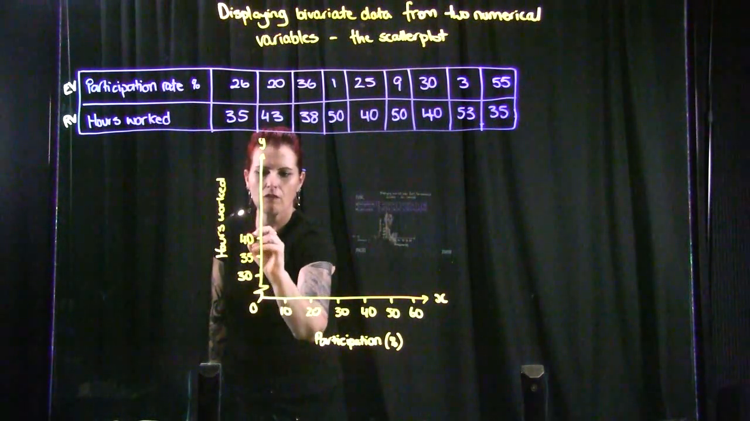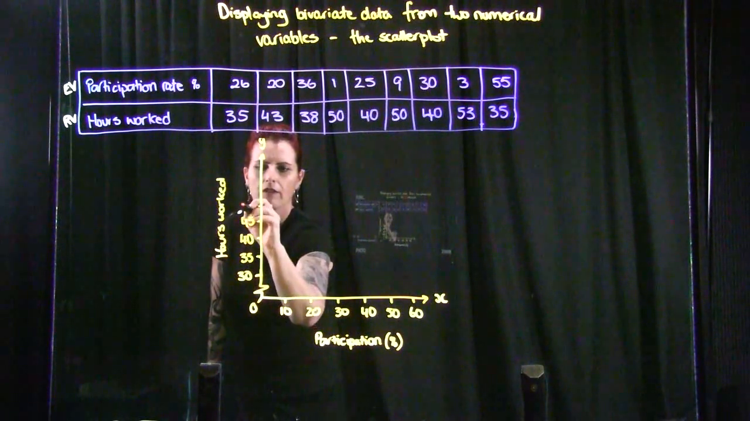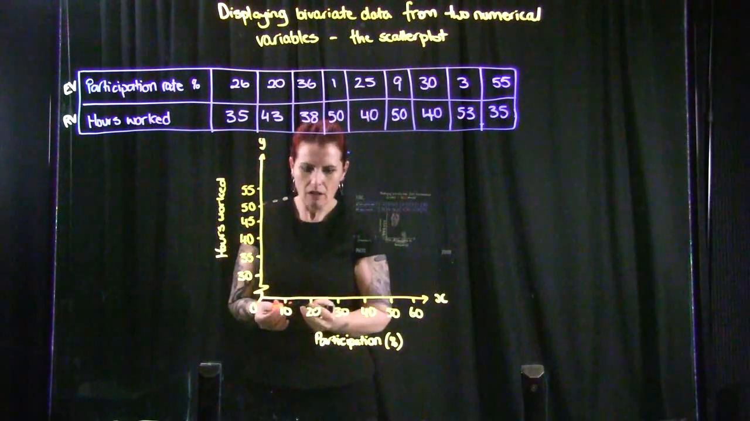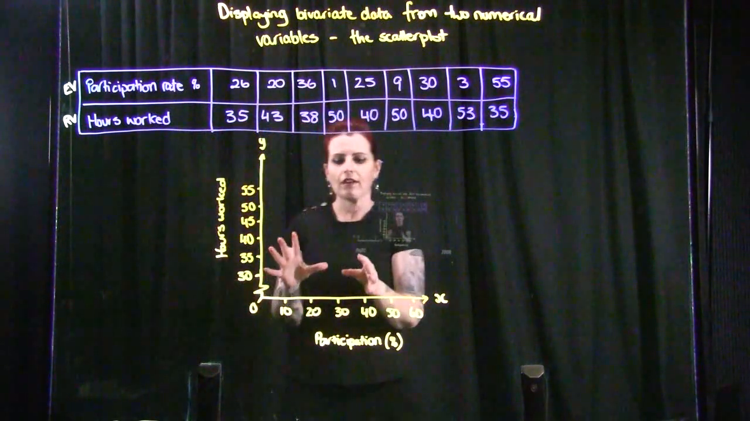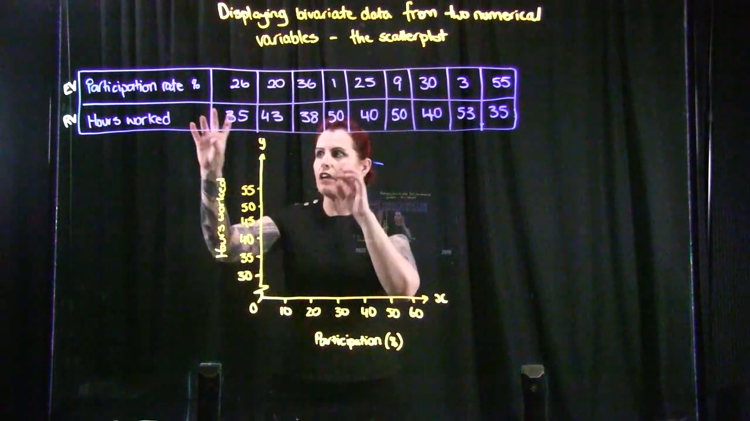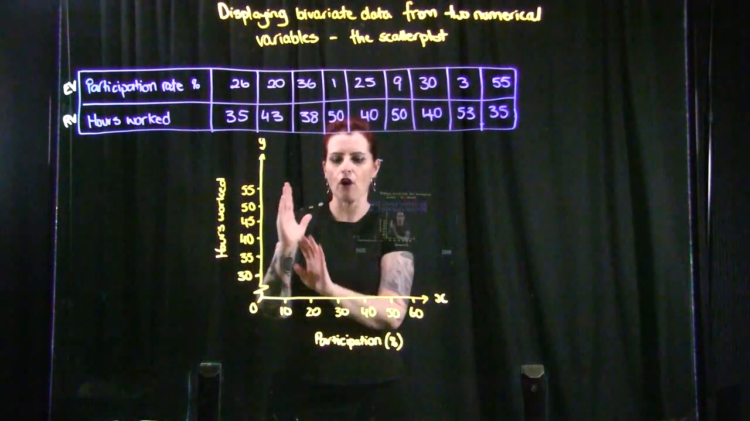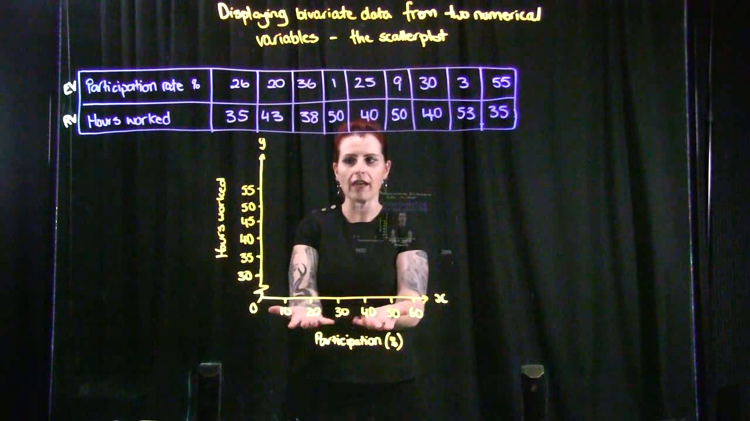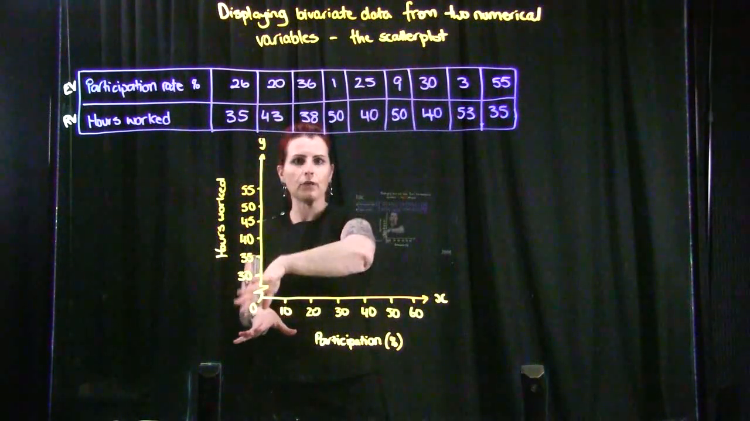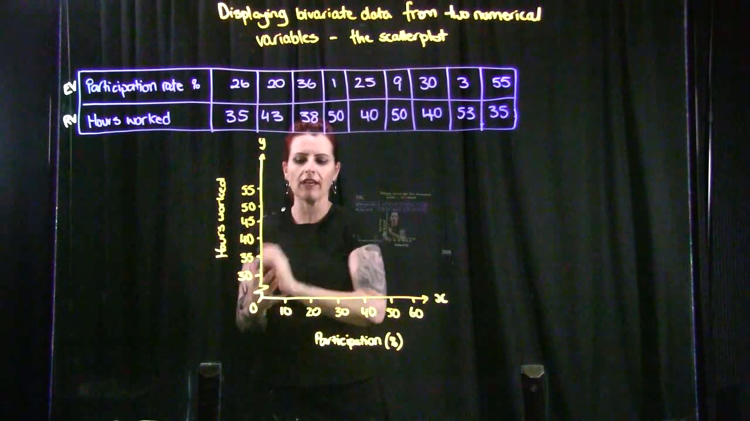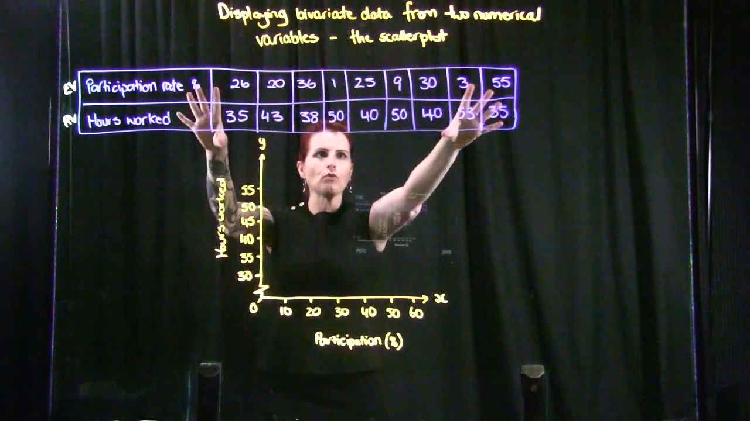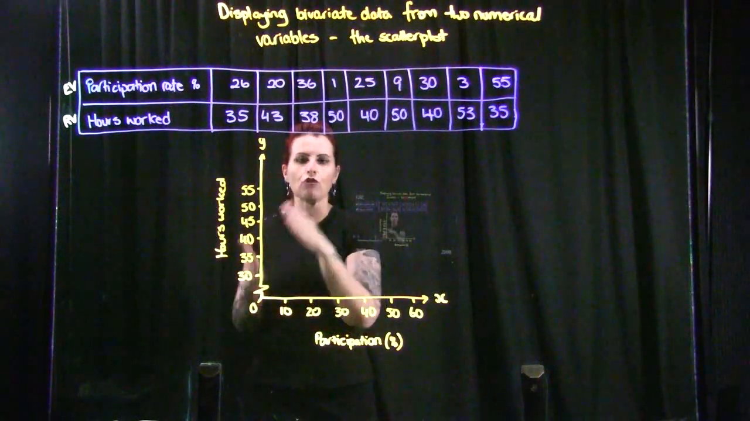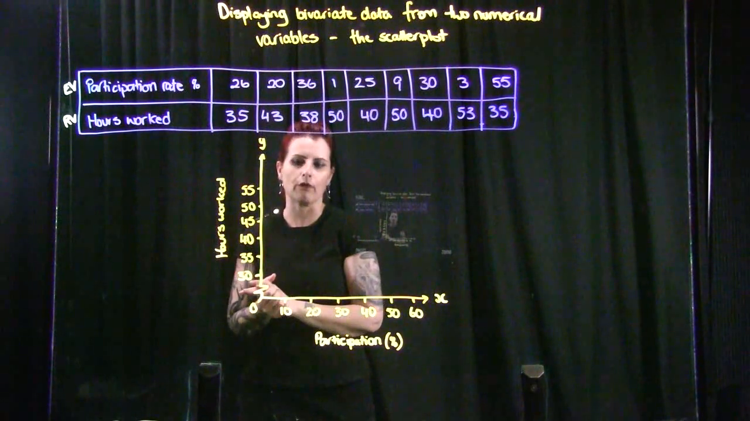35, 40, 45, 50, 55. Okay. Now, once I've got my two axes, I've decided which is my explanatory, which is my response. I've put them on the right axis, so explanatory variable goes on the horizontal axis, hours worked, or your response variable, going on the y-axis, your vertical axis. I choose my scale for each of them after looking at the data I have, and I make sure that I do my little skip if I'm going to jump ahead because my data starts well above 0.